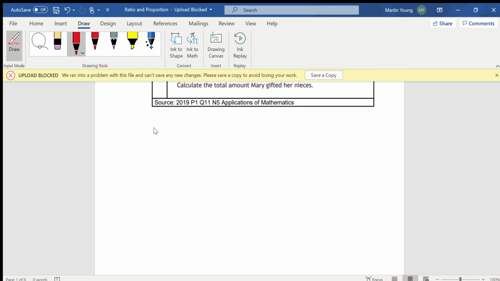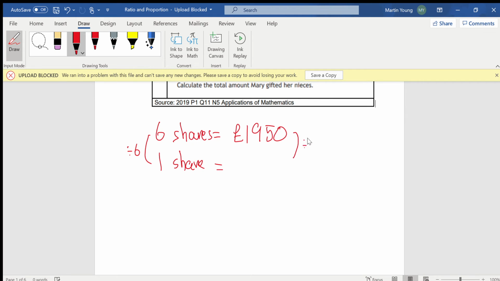So 6 shares is equal to 1,950. How do I work out what 1 share is? Well, we've seen these hopefully quite a lot. I've gone from 6 down to 1. What have I done? I've divided by 6. So what do I need to do at this side? I need to also divide that by 6 as well.